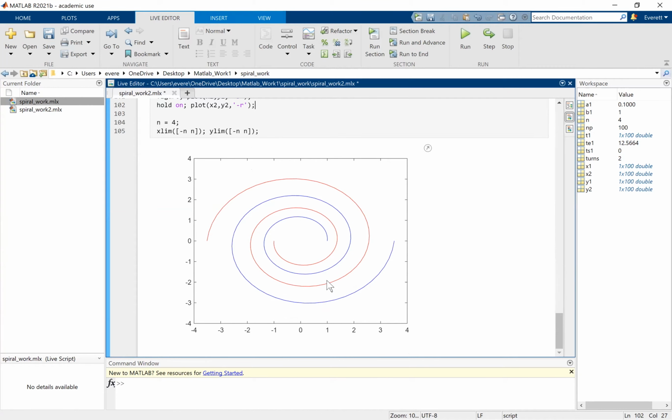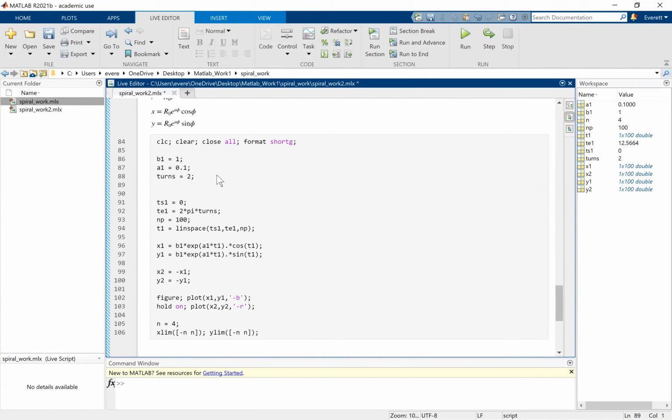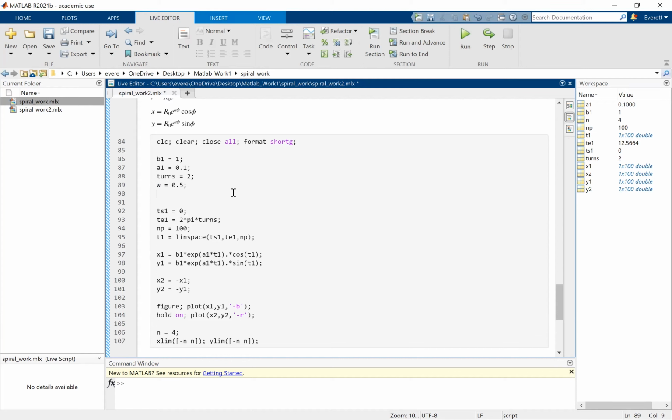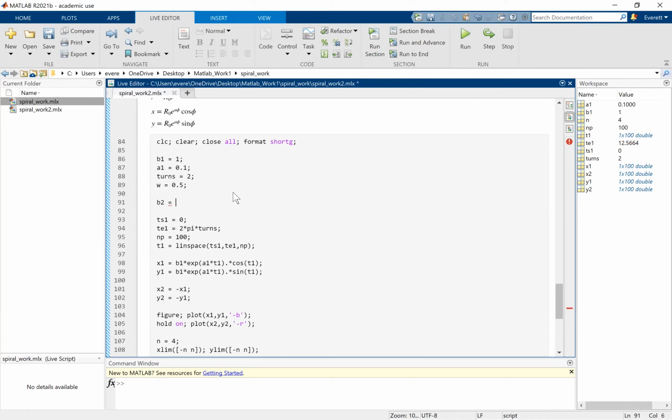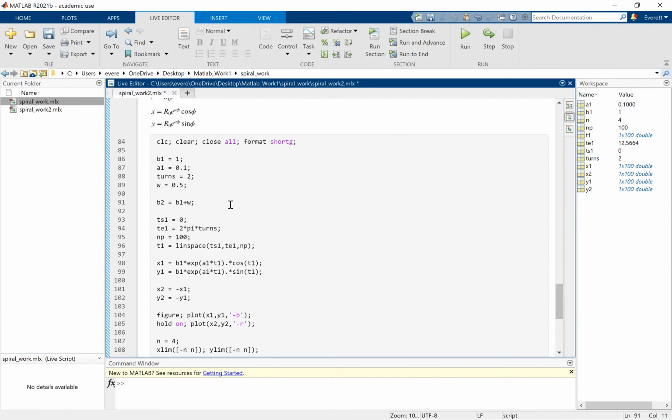So things are looking good here, but these lines just represent the inner edge of the spiral arm. Of course, we want to make our outer edge also. To do that, we need to specify another variable. Let's just say the initial width, W. So let's say our initial width is just 0.5 for now. And then let's say we also have a B2. So B2 is B1 plus our initial width. So this is going to be the initial distance of the outer edge of the spiral arms.